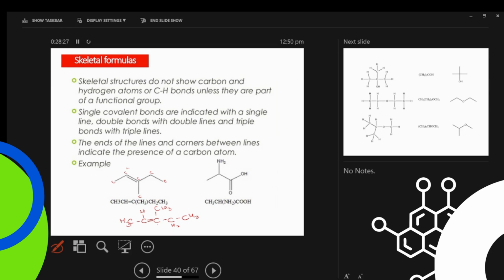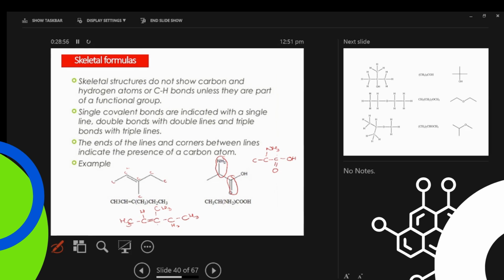Now another example is this one, where we have an amine group, NH2 group as well, and the carbonyl group as well. So when we make the structure, we have C, then we have again C, with which we have the amine group, then we have the carbonyl group, and then we have carbon with R, with OH group. So this is how you make it.